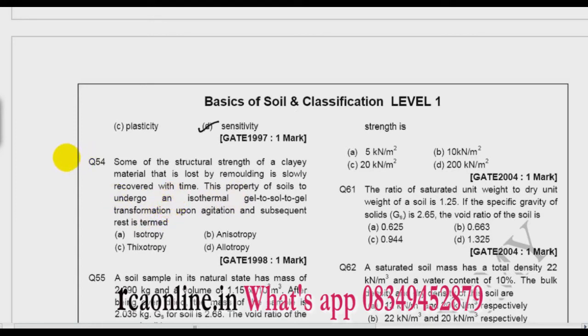This is a very brilliant question, friends, and I request you to please concentrate on this. This property is known as thixotropy. So what happens in the soil? When you disturb the soil, its strength decreases. But after some time, the soil is again able to regain some of its strength. So that process of regaining, let us see how.